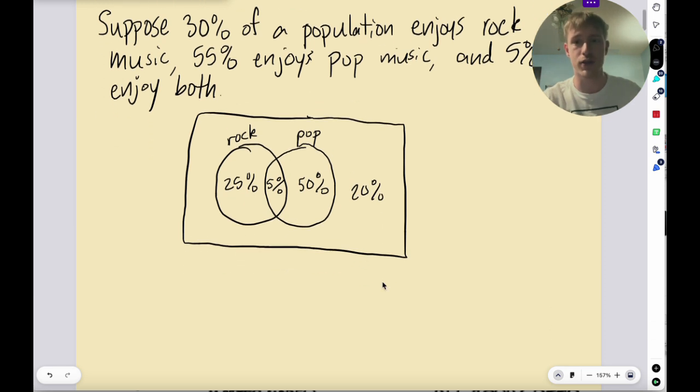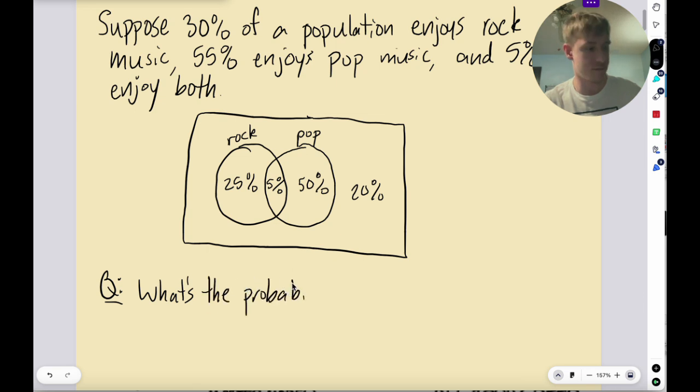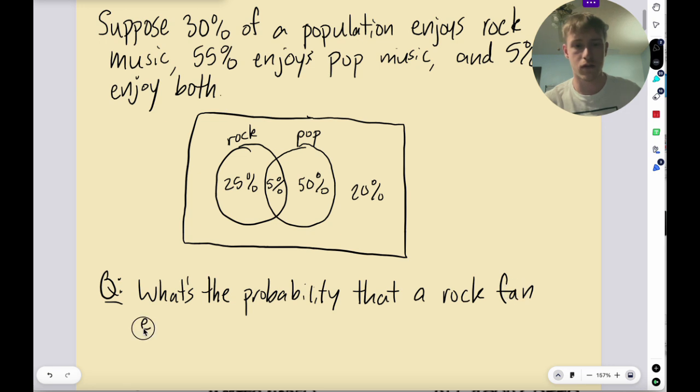Now, here's my question. My question is as follows. What is the probability that a rock fan enjoys pop music? What's the probability that a rock fan enjoys pop music?